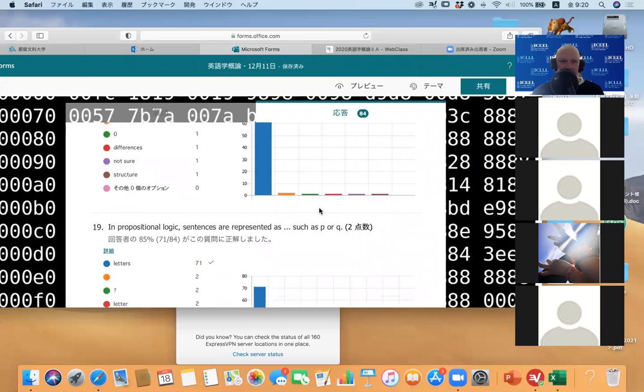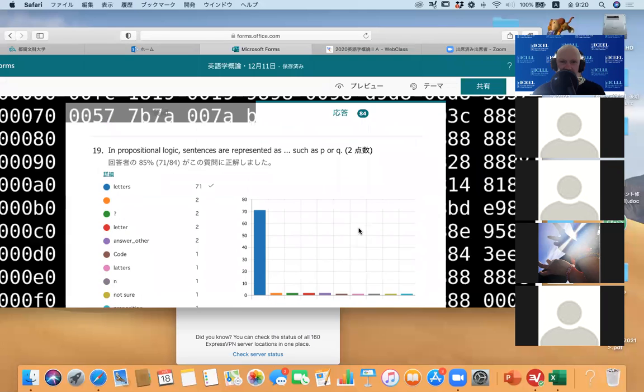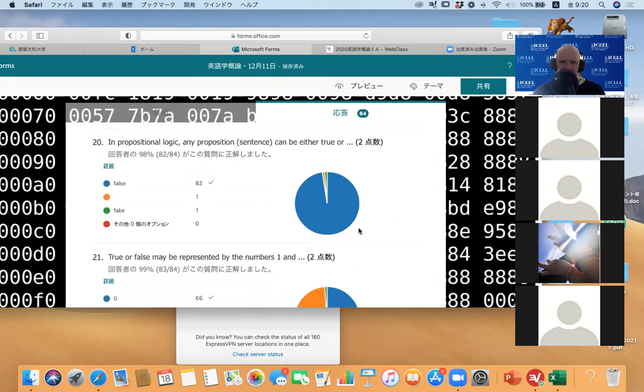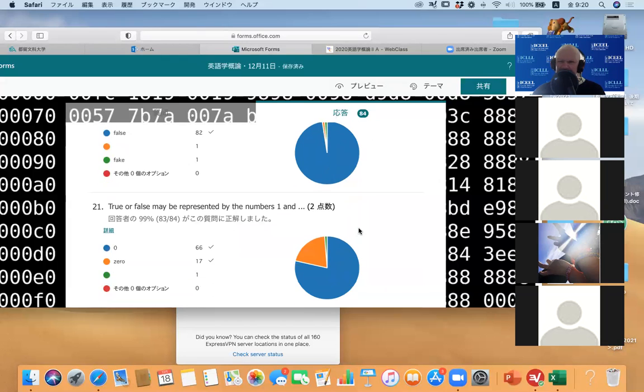Maybe not, eh? In propositional logic, sentences are represented as letters, such as P and Q. In propositional logic, any proposition, any sentence, can be either true or false. Okay, now we're going to review this again today. But just get the idea, right?